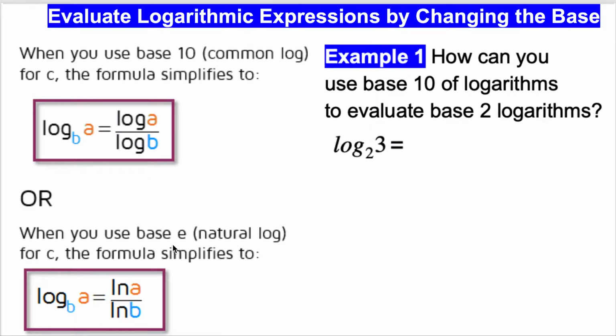Or we can use natural logs. When we have, for example, log base b of a, and b is not a common log, not base 10, we can write it as natural log ln of a divided by ln of b. So here let's take one example and apply both formulas and see if we get the same result. We have log base 2 of 3, and how can you use base 10 logarithms to evaluate base 2 logarithms?